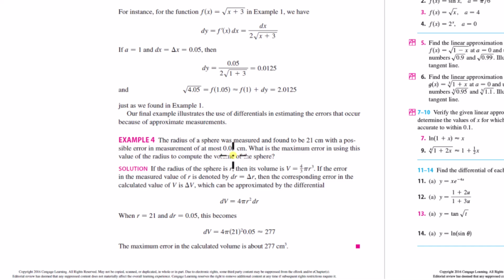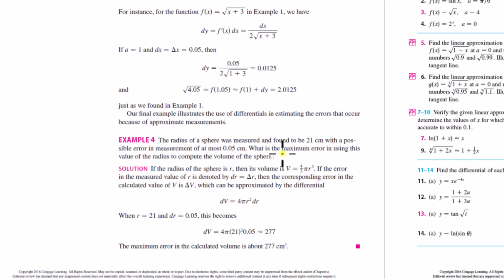So they measured the radius of a sphere to be 21 centimeters, and the measurement device had a maximum error of 0.05 centimeters. What is the maximum error in using this value of the radius to compute the volume of the sphere? So again, these examples seem kind of crazy, like when would you ever do this in real life? This is just to illustrate these concepts.